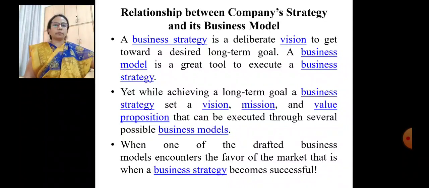Okay, here are some more details about the relationship between company strategy and its business model. Here, a business strategy is a deliberate vision to get towards desired long-term goals, whereas a business model is a great tool to execute a business strategy. While achieving a long-term goal, a business strategy sets a vision, mission, and value proposition that can be executed through several possible business models. When one of the drafted business models encounters the favor of the market, that is when a business strategy becomes successful.